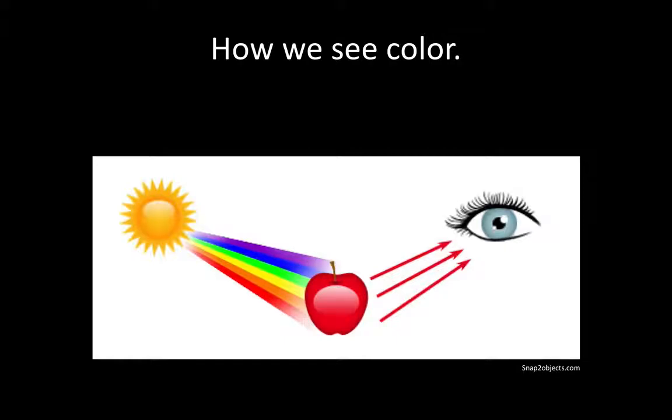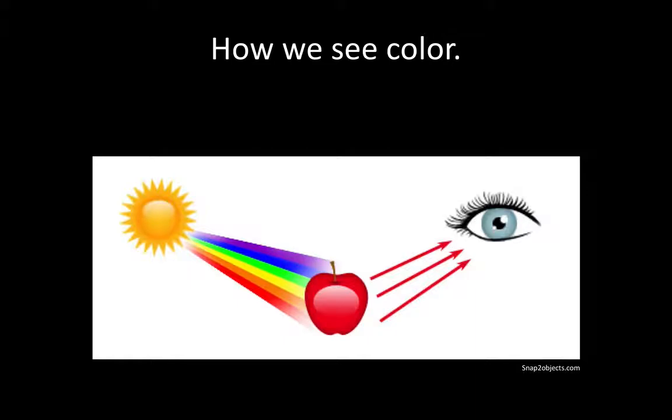Well, to figure that out, we need to make sure that we understand how we see color. So here's an image of how we see color. There's the sunlight, and that fact that sunlight is a full spectrum light source is represented by the rainbow. We would see those rays of light coming from the sun as white, but they actually contain all of those colors.